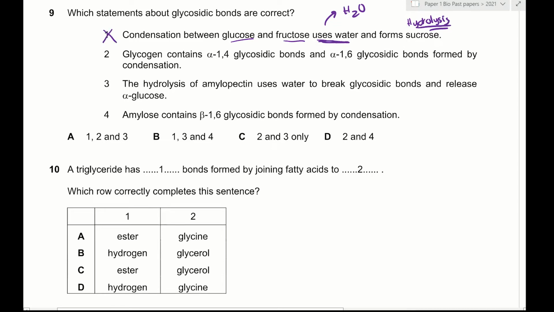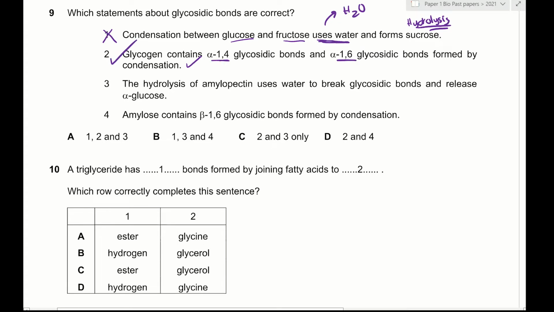2. Glycogen contains alpha 1 to 4 glycosidic bonds and alpha 1 to 6 glycosidic bonds formed by condensation. Yes, as we mentioned, glycogen is a branched macromolecule and is the storage polysaccharide found in animals. Since it is branched, it must have both 1 to 6 glycosidic bonds and 1 to 4 glycosidic bonds. In this case, this is correct.